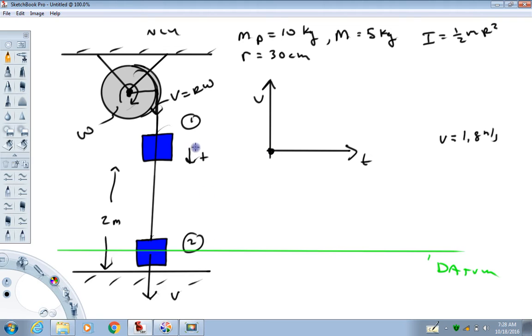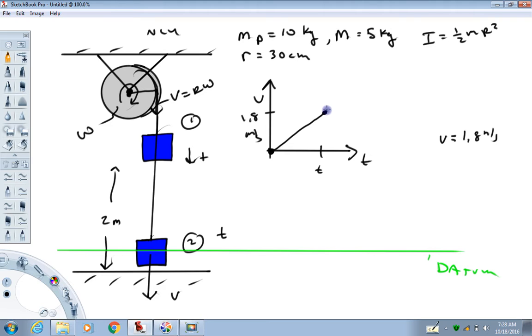And then sometime later here in position 2, we don't know the time, but suffice to say it has to be some number. We know that the velocity is 1.8 meter per second. So on this graph, that's going to put us here. Now, from experience in writing Newton's second law equations, we know that this acceleration is going to be constant because the net force acting on the system is constant. That's going to give us a linear graph.